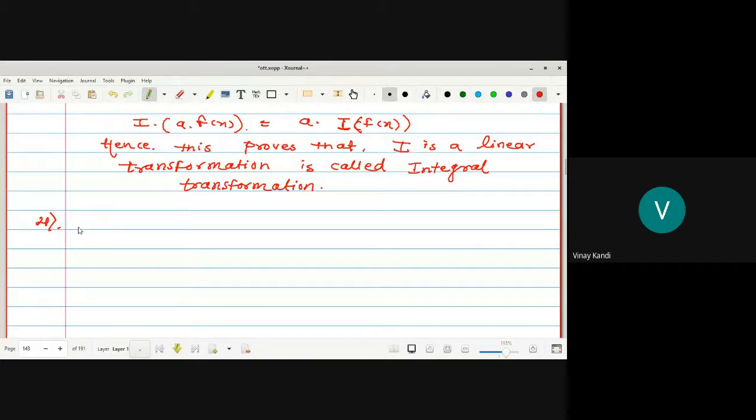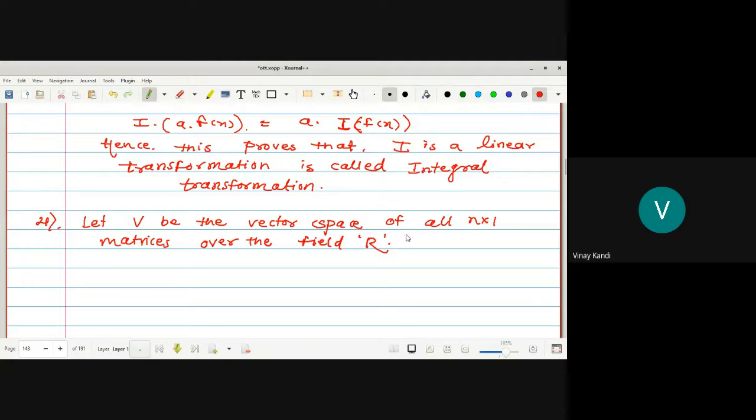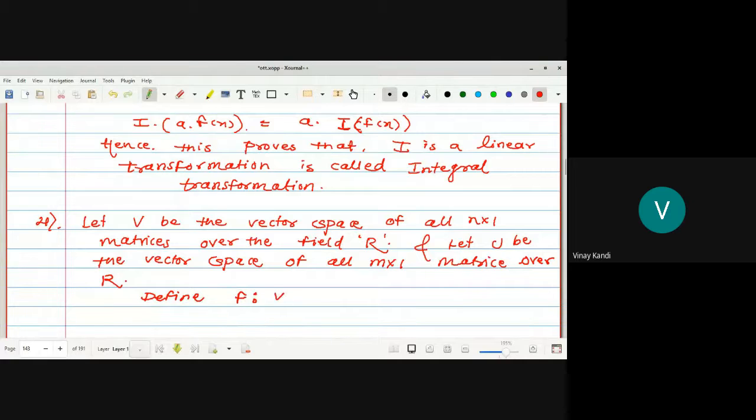Let capital V be the vector space of all n cross 1 matrices over the field capital R, and let capital U be the vector space of all m cross 1 matrices over capital R again. Now define a mapping F from V to U.